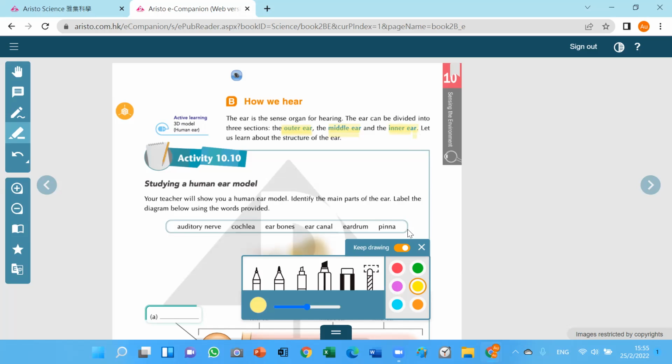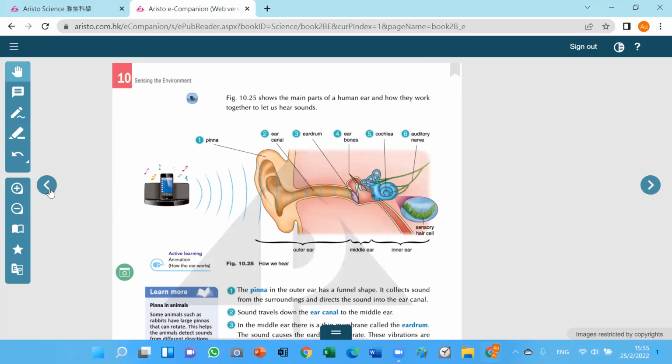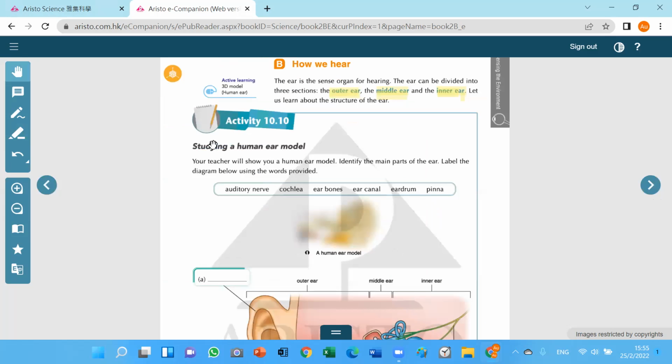So let's learn about the structure of the ear. So activity 10.10. Okay, so your teacher will show you a human ear model. Identify the main parts of the ear. Label the diagram below using the words provided.